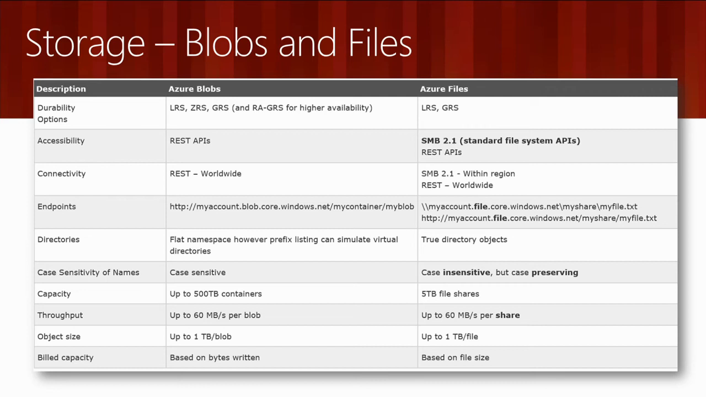Also, the upload speed is much different. So we can do 60 meg per blob, but it's per share on the throughput on a file share. So a little bit slower access typically, especially if we're uploading multiple things. You can read through these. The URLs are slightly different. They have the file in them instead of the blob.